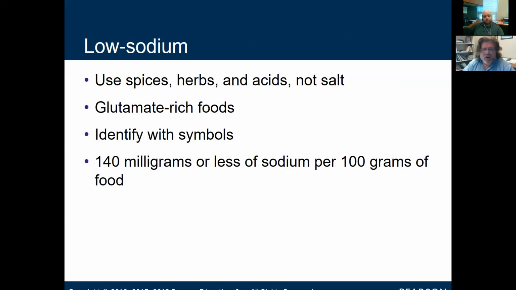And the guidelines are 140 milligrams or less of sodium per 100 grams of food, which is a tiny, tiny amount of salt. Let's see, a gram would be the weight of a paperclip. So here we're looking at about a seventh the weight of a paperclip in your meal. Tiny amount of salt.